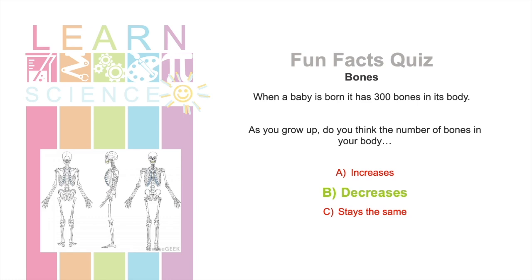As an adult, we only have 206 bones in our body. The reason why the number of bones in our body decreases as we grow up is because some of our bones fuse together. How interesting!